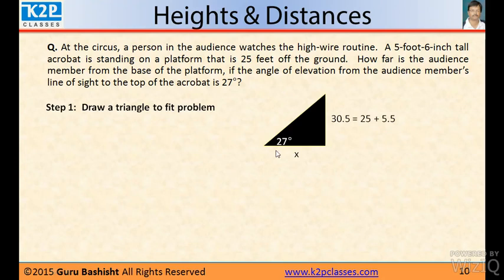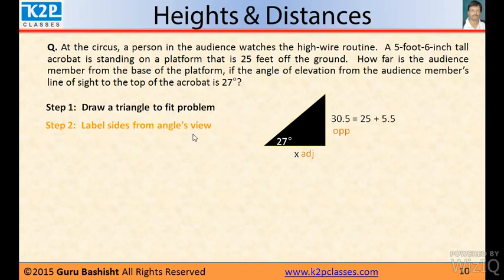An audience member is sitting here, and when he is seeing the acrobat here, he is making an angle of elevation of 27 degrees. The question is how far the audience member is sitting from the base of the platform, right? So draw a triangle to fit the problem. So we have drawn the figure.